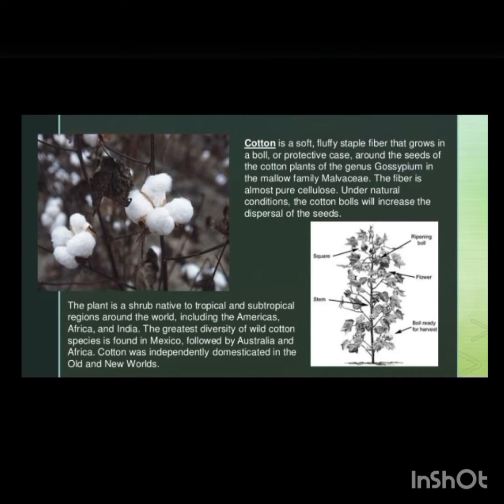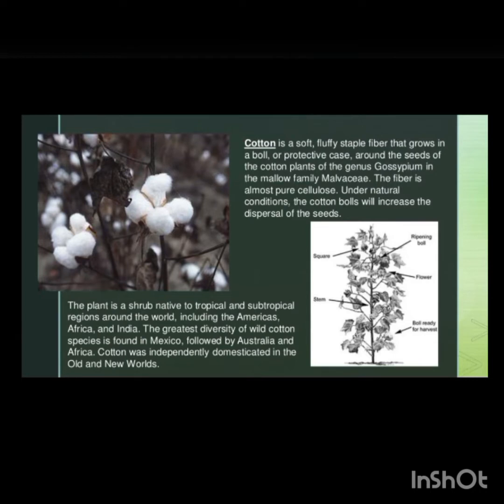Cotton is a soft, fluffy, staple fiber that grows in the boll and is protected from outside by the seed cover. The species is Gossypium with the family name Malvaceae. The fiber is almost pure cellulose and is produced under natural conditions in which the seed disperses itself. The cotton comes out of the seed by bursting it, as we can see in the picture, the cotton bolls.